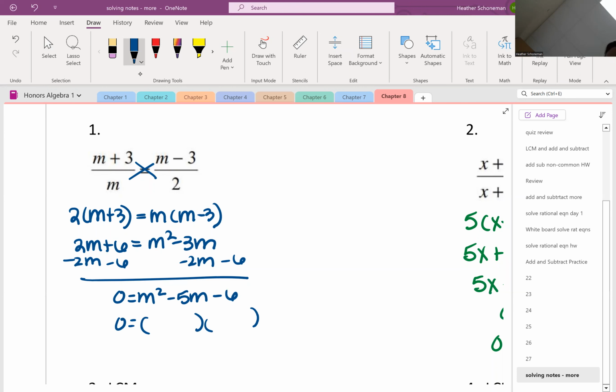So now I'm going to factor it. My two numbers that multiply to -6 and add to -5 would be -6 and 1. So when I solve, m equals 6 and -1.